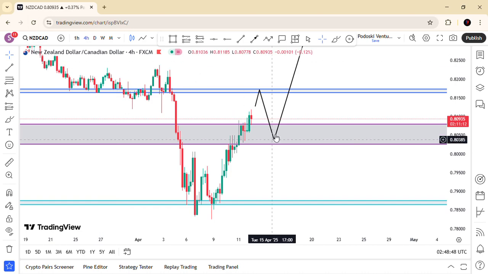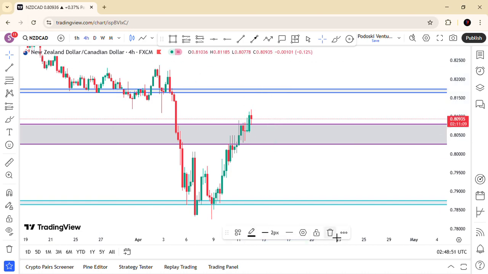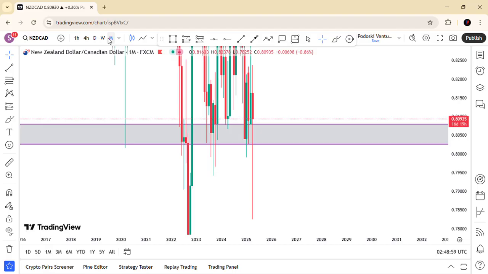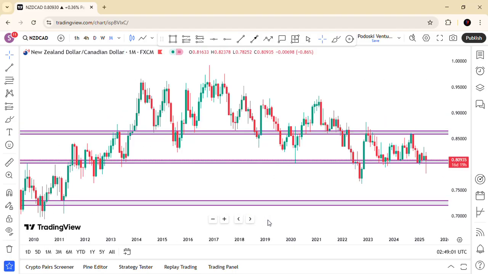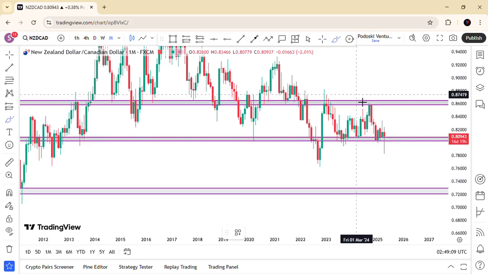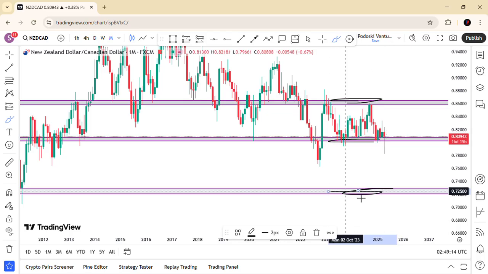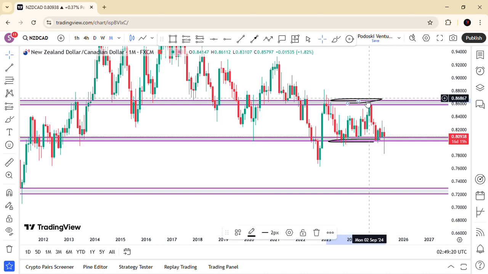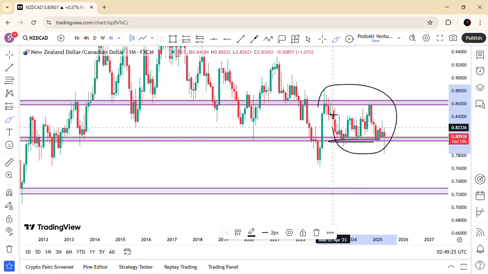Okay, so let's start the analysis on the monthly time frame on NZDCAD. On NZDCAD on the monthly time frame, I have my monthly upper zone, my monthly midway zone, and my monthly lower zone. And if you watch closely on NZDCAD, price has been ranging in this zone.